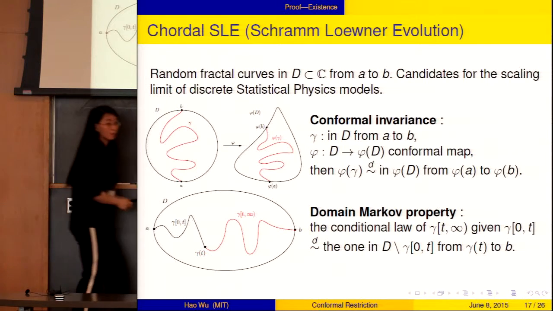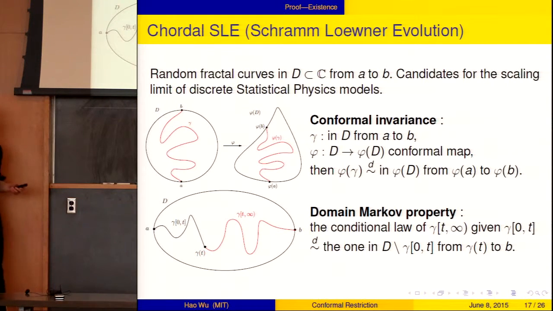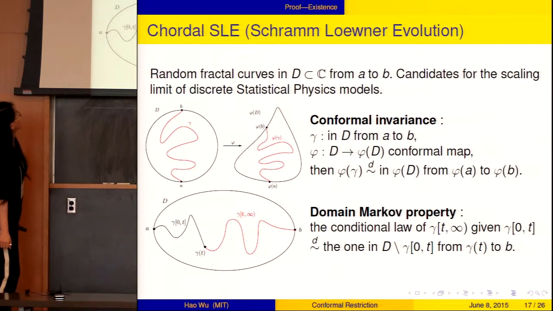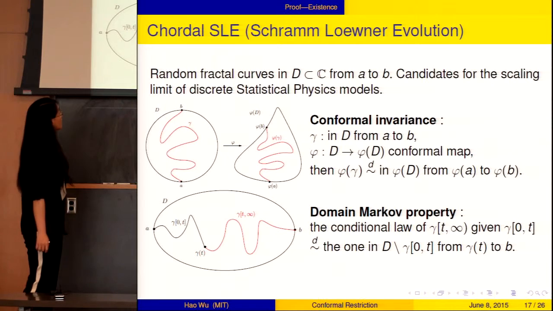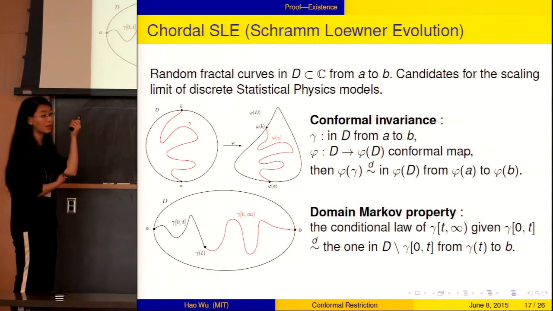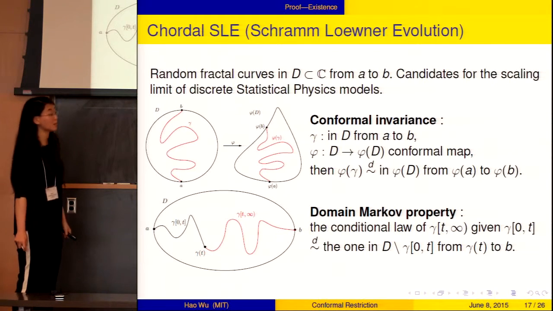And it is a random curve with the following 2 properties. First property, conformal invariance. So suppose we have a curve in D from A to B. Phi is a conformal map. Then the image of this curve should have the same law as an SLE curve in phi D from phi A to phi B. This is conformal invariance.